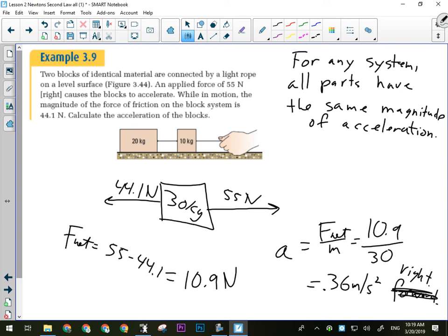Okay, so any other questions on the basics of systems? Okay, the basics of systems. Net force acts on the whole system. Acceleration of all parts of the system has the same magnitude.